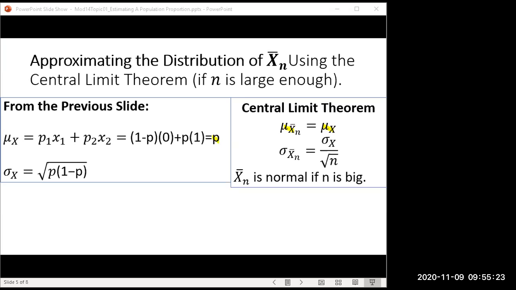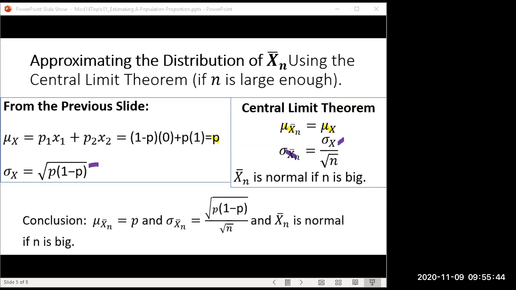Also, the standard deviation of x bar n is this original standard deviation of x divided by square root of n, but we know the standard deviation of x from the previous slide. So we got all the pieces. So the sample mean of x is normal if n is big, and it has this mean and standard deviation.